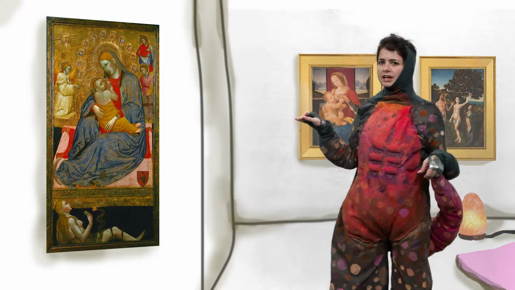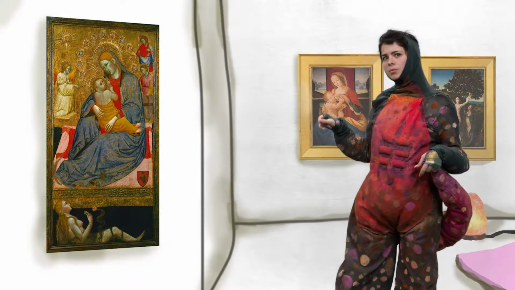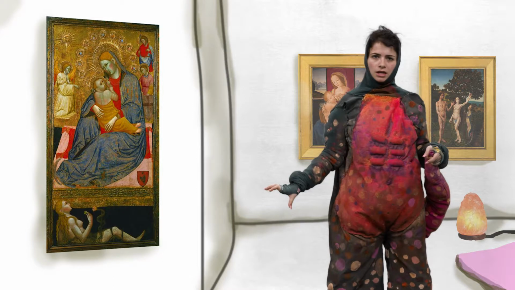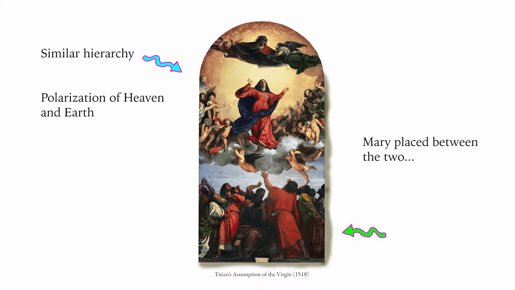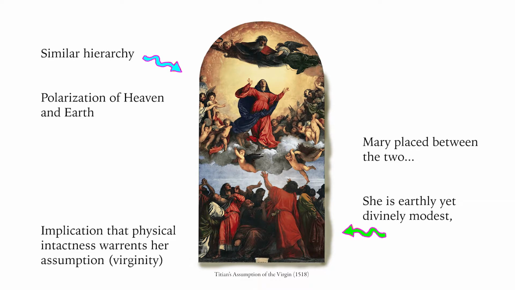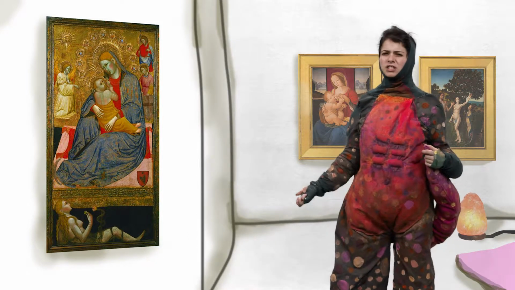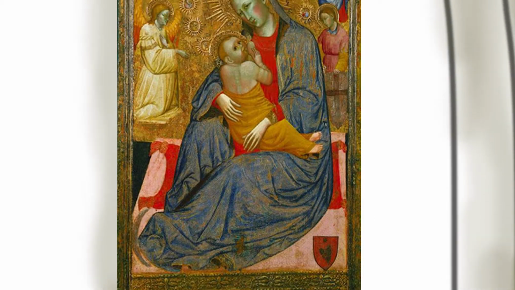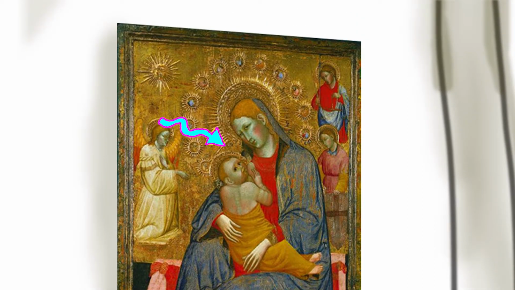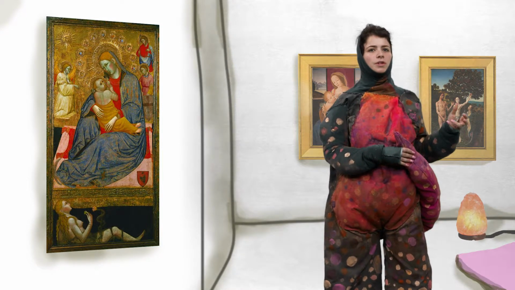This is a very interesting painting. The Madonna of Humility and the Temptation of Eve presents us with the same visual hierarchy that we're going to see throughout the Renaissance. Eve is seen as the earthly woman in the trenches of the world, the bad, the sexual body. While Mary's body is put to use, she is taking advantage of her utility as a woman, and her breast is seen as the holy breast.